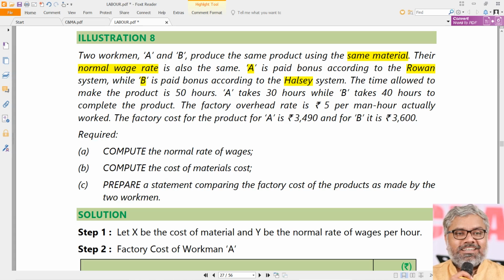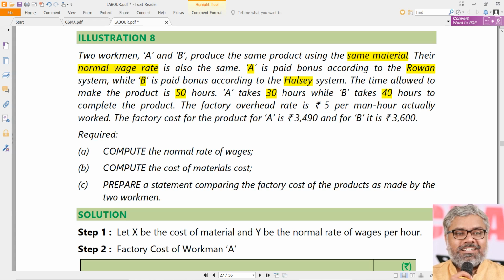And then the time allowed to make the product is 50 hours. That is also common, right? Because they are doing the same thing. Time allowed will be 50 hours for both. But how much time does A take? A took only 30 hours, whereas B took 40 hours to complete the product. So how much is the time saved for A? 20 hours. How much is the time saved for B? 10 hours. So there is a different time saved here. And not only that, their premium bonus plans are also different. A is paid with Rowan plan and B is paid with Halsey plan.